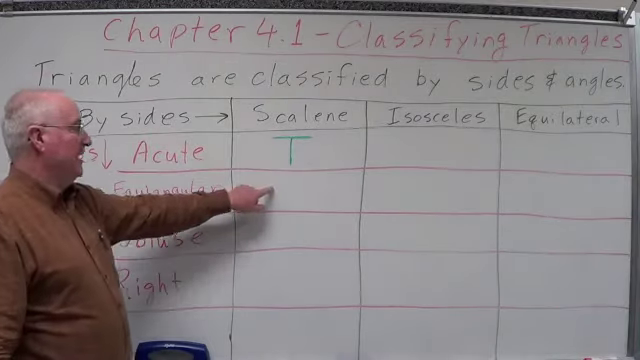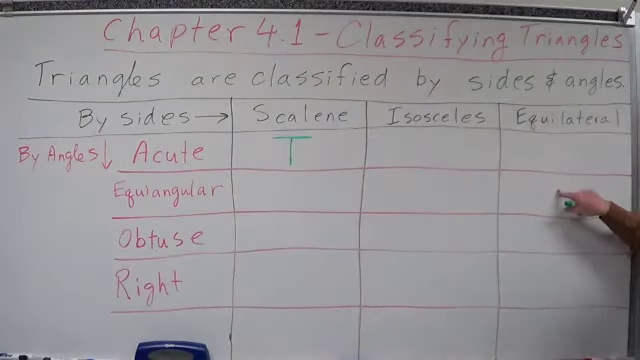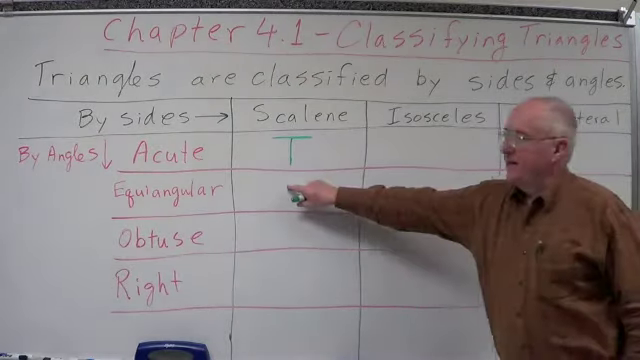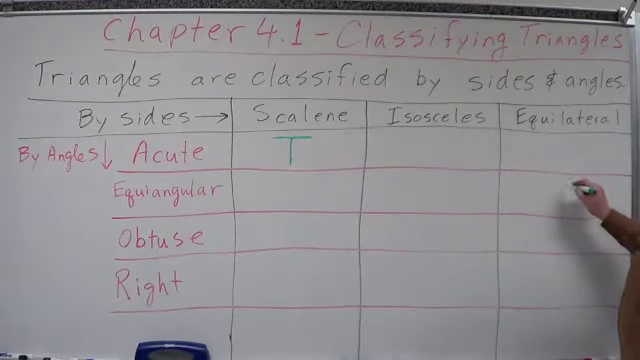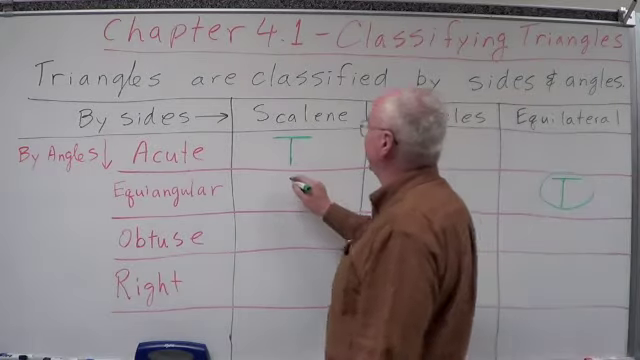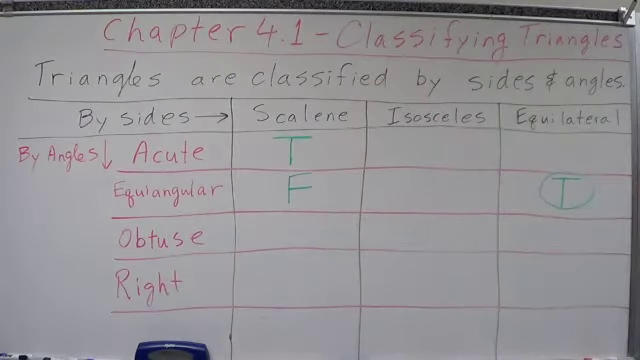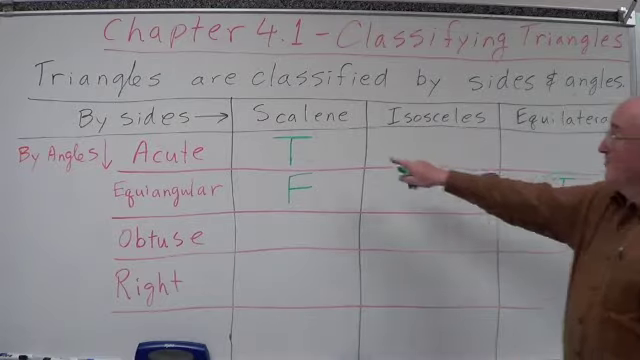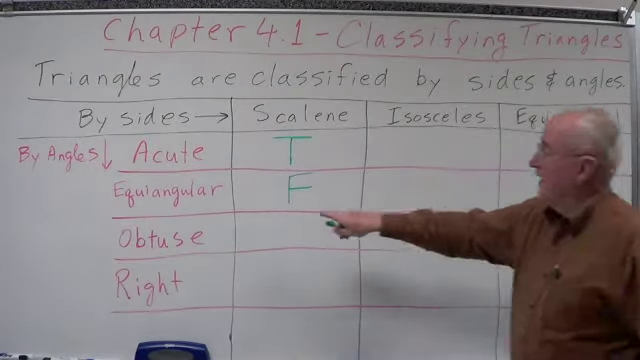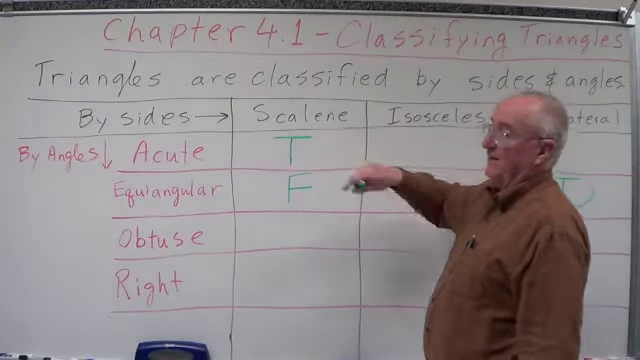Can a scalene be equiangular? Well, think about equiangular. What's true about equiangular? They're also equilateral. Well, if it's equilateral, can it be scalene? This is true always. If that's true, then this has to be false. Why? Because scalene says what? All the sides are different. Well, if equiangular says all the sides are the same, then it certainly cannot be scalene.